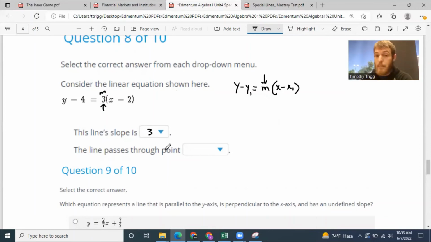What about the point that it passes through? Well, the point comes from the x and y, x sub 1 and y sub 1. So in this case, our x sub 1 is 2, and our y sub 1 is 4. So it must pass through 2, 4.